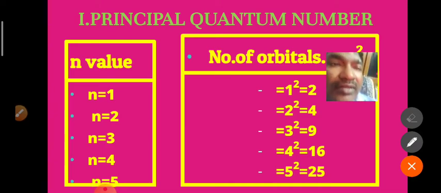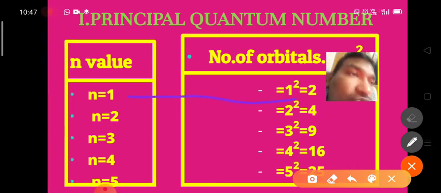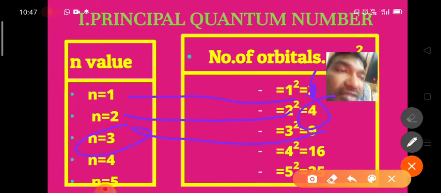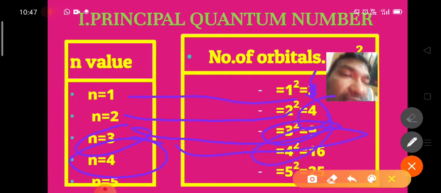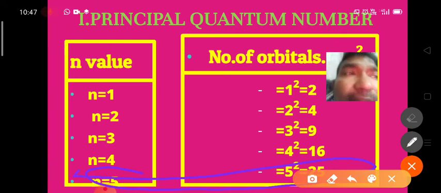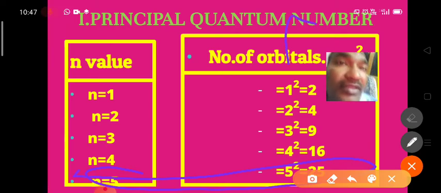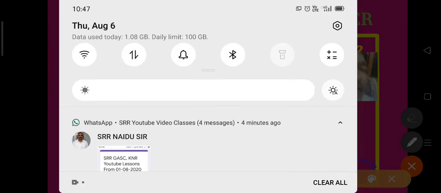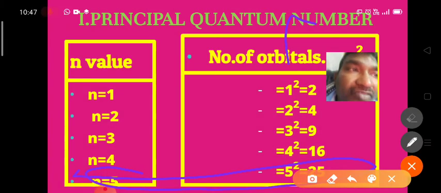If n is equal to 1, then the number of orbitals becomes 1 square, that is 1. If n is equal to 2, then it becomes 2 square, that means 4. If n is equal to 3, then it becomes 3 square, that means 9. If n is equal to 4, it becomes 16. And if n is equal to 5, it becomes 25. Like that, we can calculate the number of orbitals present in the nth shell.